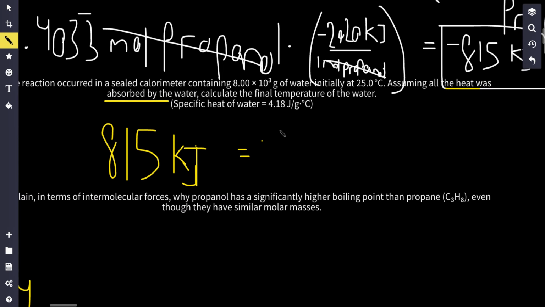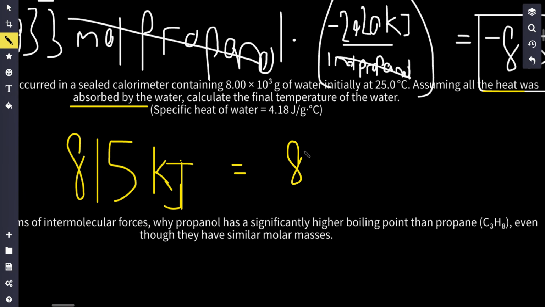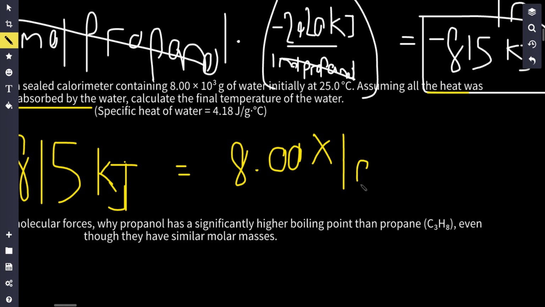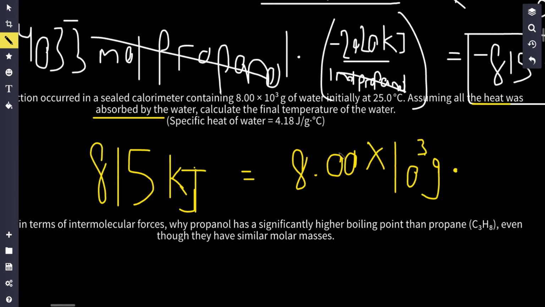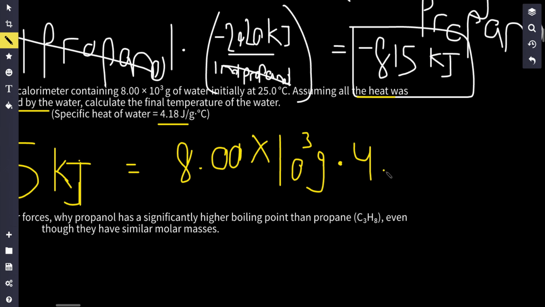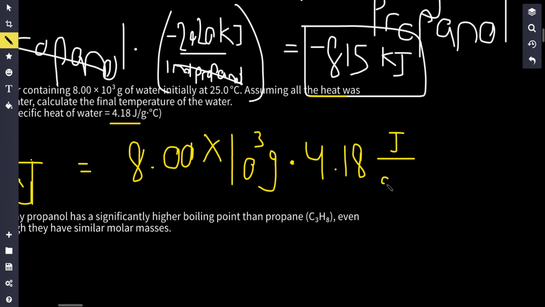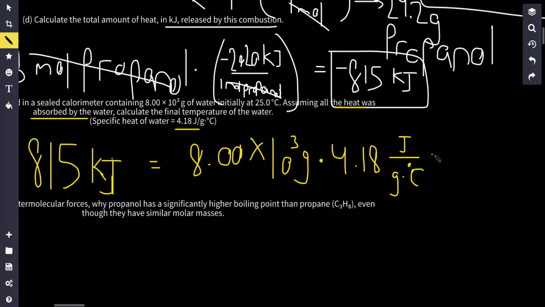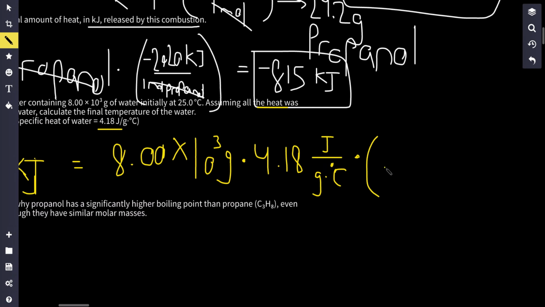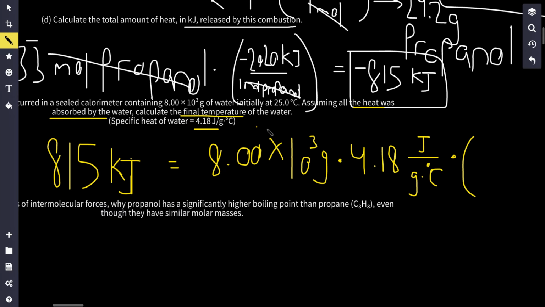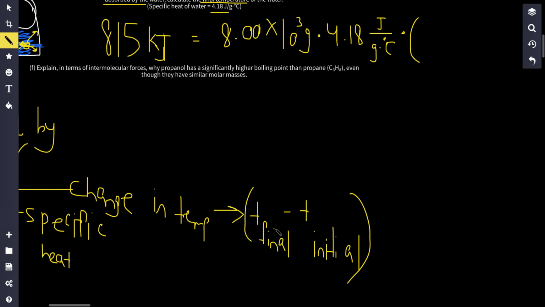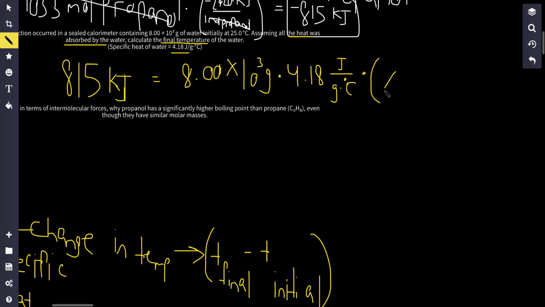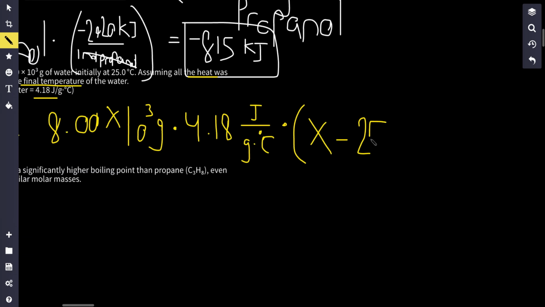Now, we said how this reaction is occurring in this many grams of water. We have 8.00 times 10 to the third grams. We know that the specific heat of water is 4.18 joules per gram times Celsius. All this is pretty much saying is that you're going to need 4.18 joules of energy if you want to raise 1 gram of water by 1 degree Celsius. And finally, we have our change in temperature. We know that the temperature initially started at 25 degrees Celsius, but we don't know when it ended. So remember, change in temperature is T final minus T initial. We don't know what T final is, but we do know that T initial is 25 degrees Celsius.